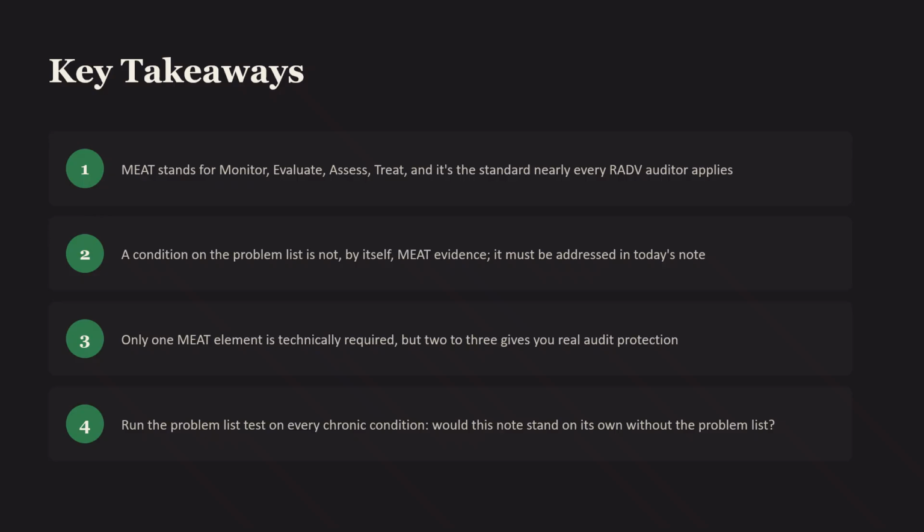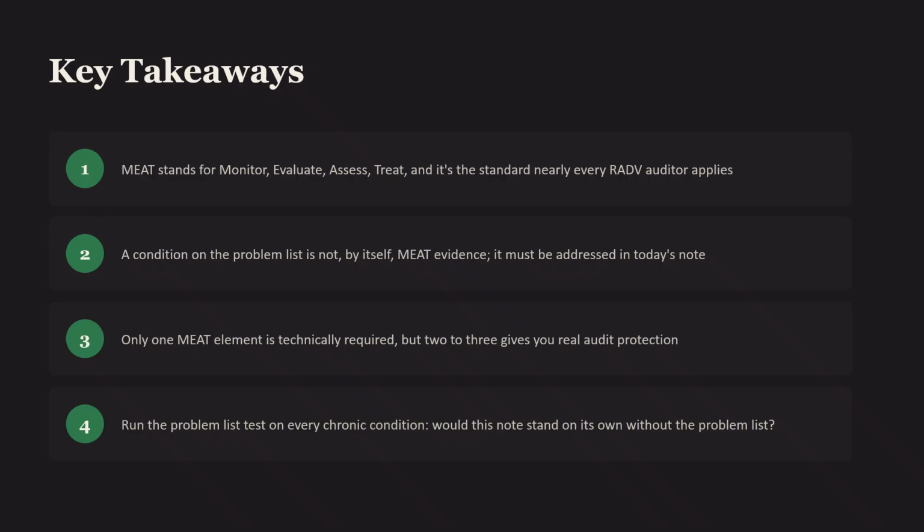The second is that a condition sitting on the problem list is not by itself MEET evidence. It has to be addressed in today's note to count. And if you've seen some of the problem lists out there and how conflicting and jumbled they are, you can see why this is so. And third one, only one MEET element is technically required to support a diagnosis, but I recommend 2 to 3 elements to make sure you have some real meaningful documentation that's going to protect you in an audit. Just a cushion, you know.